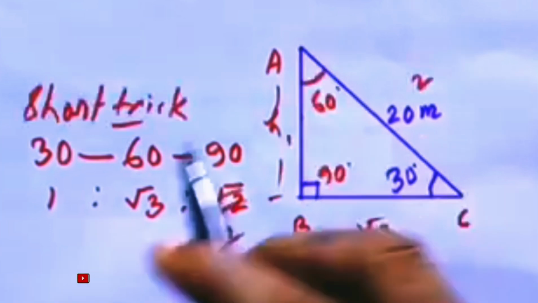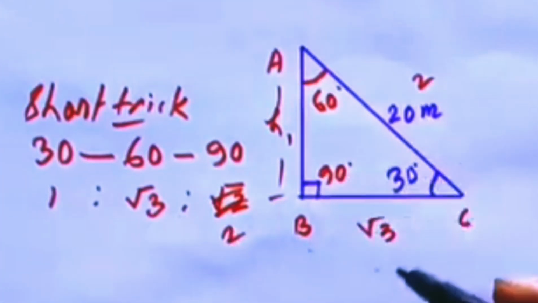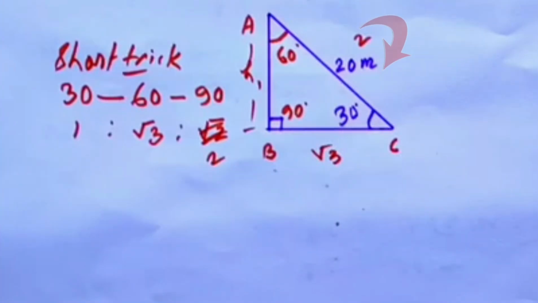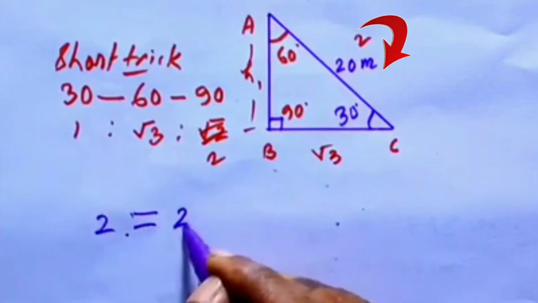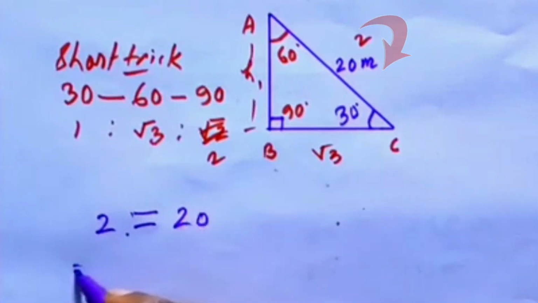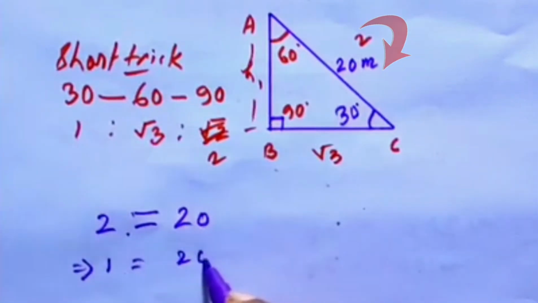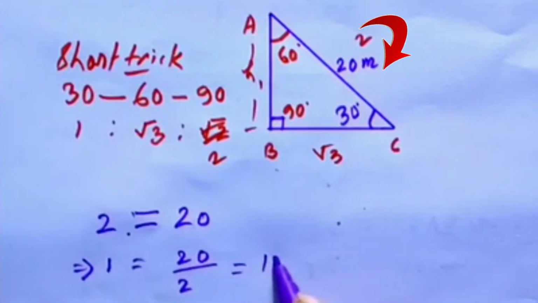So by short trick, 1 is to root 3 is to 2. So from the figure we can write that 2 is equivalent to 20. So we can take out 1 as 20 by 2. So this is equal to 10.